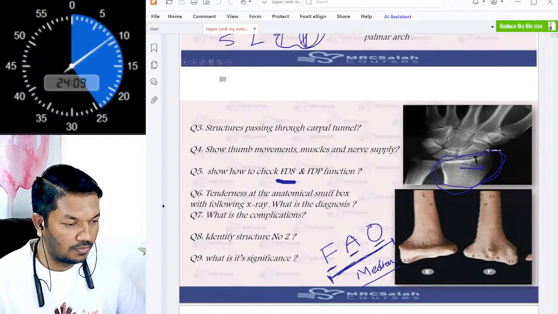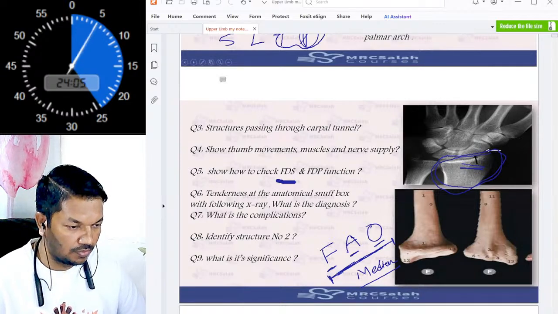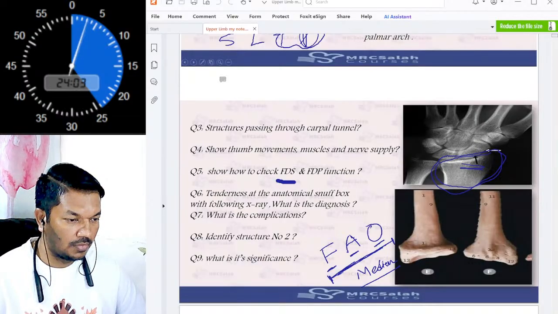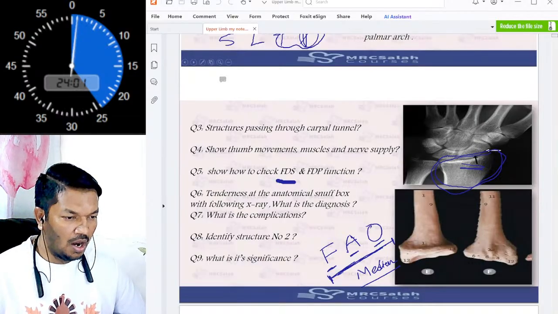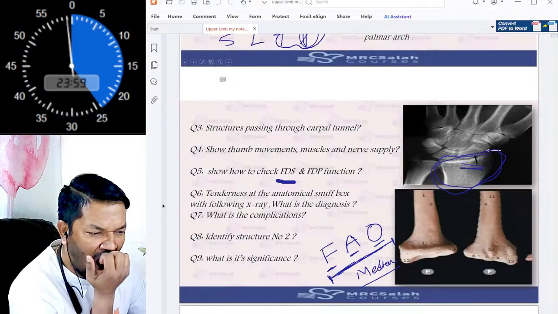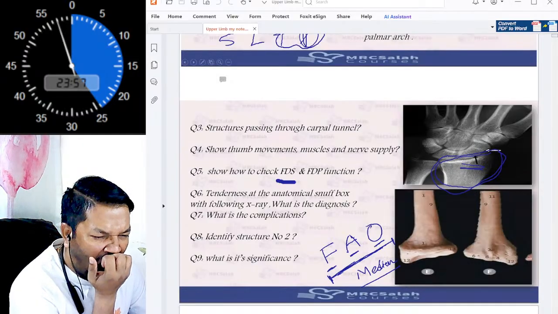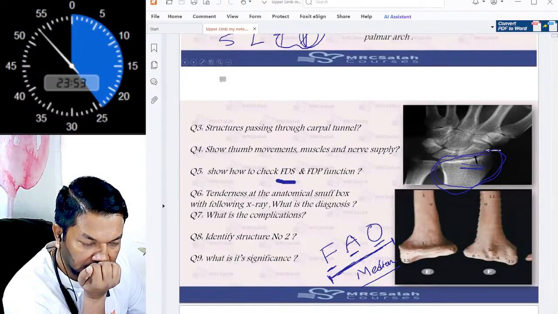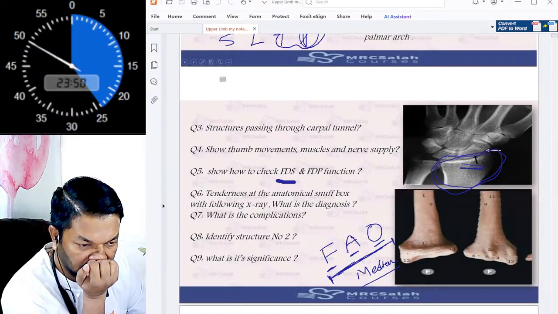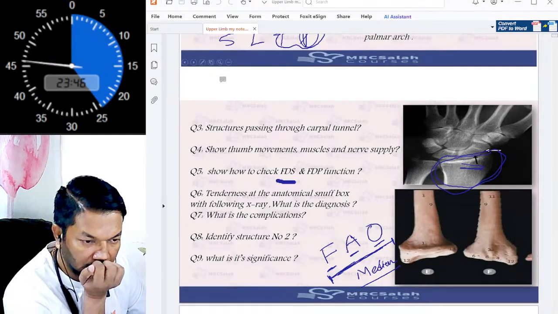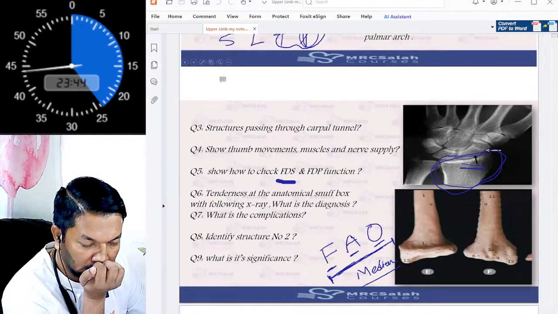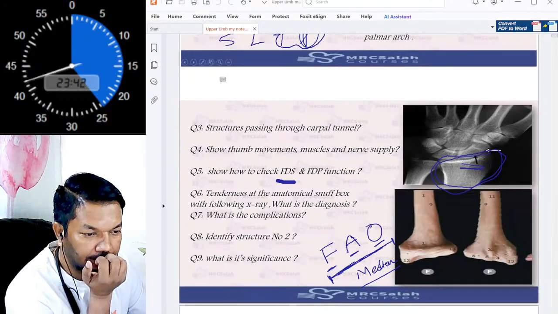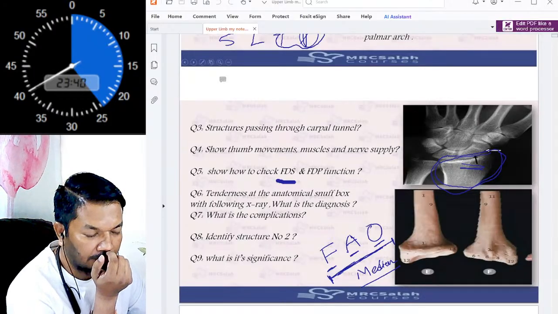In case of flexor digitorum superficialis, we need to keep the adjacent fingers in an extended position. Then we ask the patient to flex the examined finger. In case of flexor digitorum profundus function, we need to fix the proximal interphalangeal joint of the examined finger. Then we ask the patient to flex the examined finger.